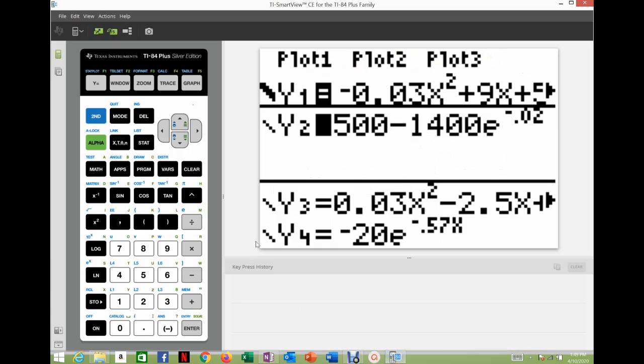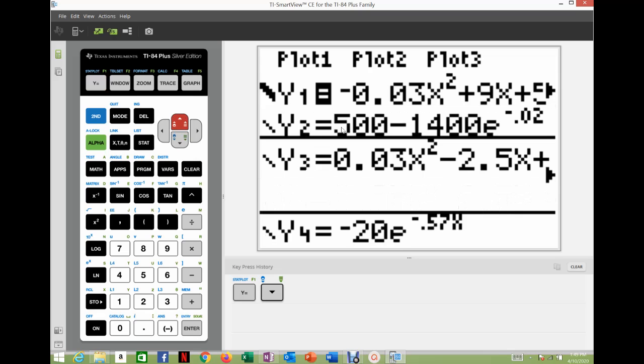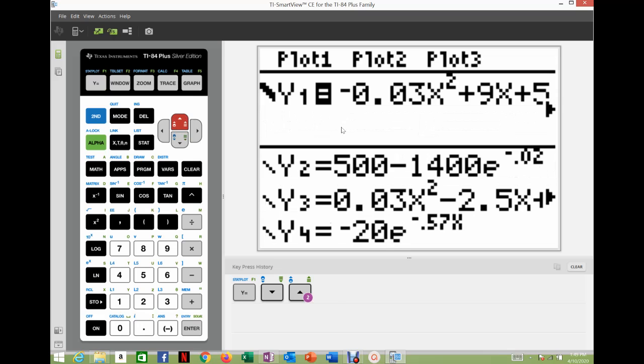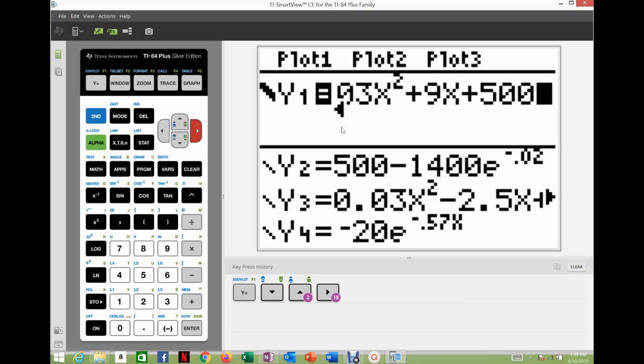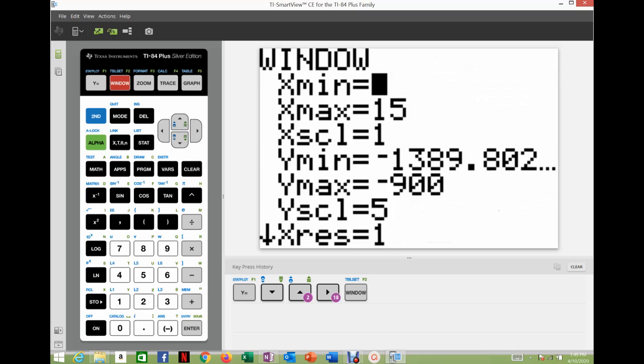I am actually going to use the calculator to help me do this. Go to the y equals, which was already up. I've already typed in my first one here, negative 0.03x squared plus 9x plus 500. That's the derivative I'm looking at. Remember, I wanted to graph it over the domain 0 to 400, so I'm going to go to my window key and change my x min and my x max. 0 is already there, but I have to change my maximum to 400.